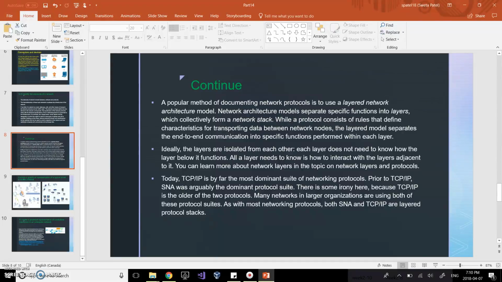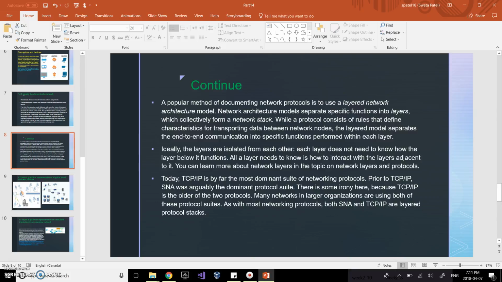So ideally, the layers are isolated from each other. Each layer does not need to know the functions of the layers below it. All a layer needs to know is how to interact with the layer adjacent to it. You can also learn more about network layers in the topic on network layers and protocols, which you can search online.